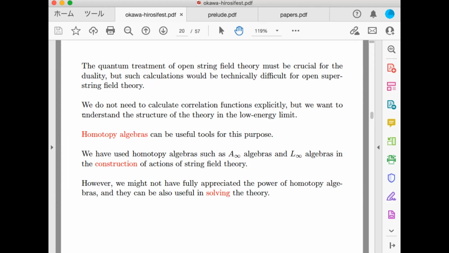Previously we have used homotopy algebras, such as A-infinity and L-infinity algebras, in the construction of actions of superstring field theory. However, we might not have fully appreciated the power of homotopy algebras, and they can also be useful in solving this.